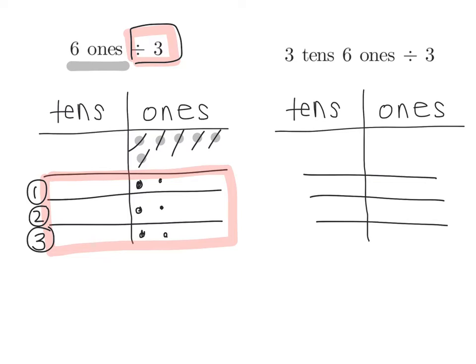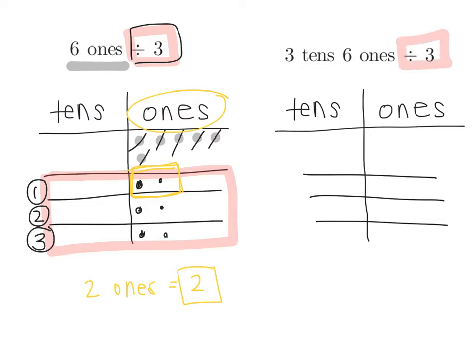My quotient, or my answer, is going to be however much is in one group. So there's one group. You can see that I have 2, and it's 2 ones. So the quotient, or the answer, is 2 ones. Of course, in standard form, that's written as 2. Let's try this again with a slightly more complicated example.